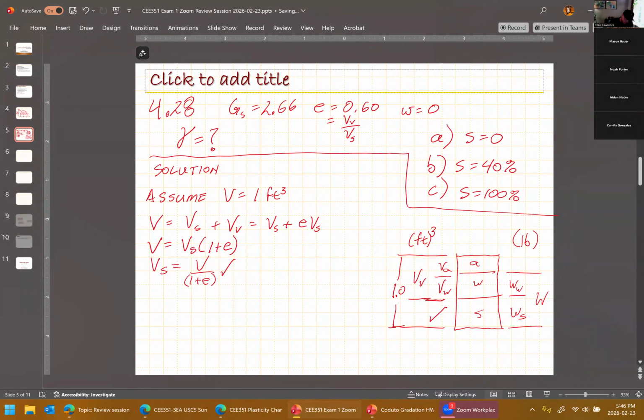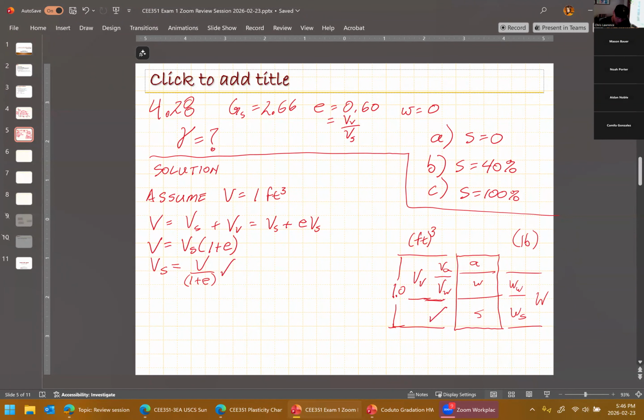Excuse me? Yeah, a question. Sure. So if it's not given the total volume of the soil, you just assume... No. What I said was if none of the 8 quantities are given, then you can assume one of them. Gotcha. Okay. Okay? So look at the phase diagram and read the problem.